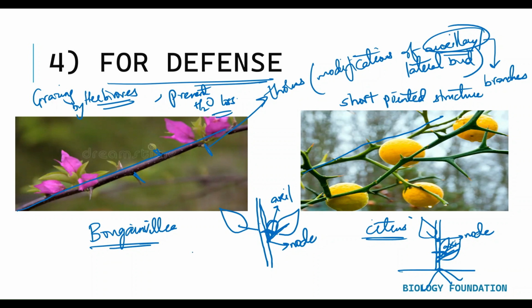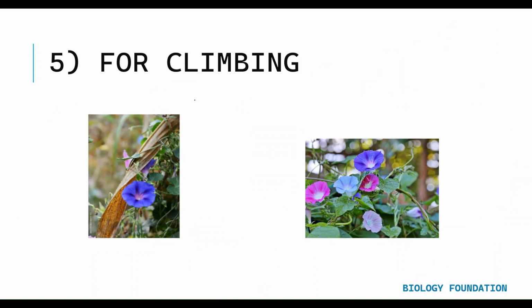What are auxiliary buds? This is your root, this is the stem. If this is the leaf, the angle formed between the leaf and the stem is known as axil. That portion is called axil. Now a bud which is developing from the axil is known as auxiliary bud. Modification of the auxiliary bud into a pointed woody structure is only the thorn. And why do these thorns develop? To protect the plants from grazing by herbivores and even to prevent water loss.